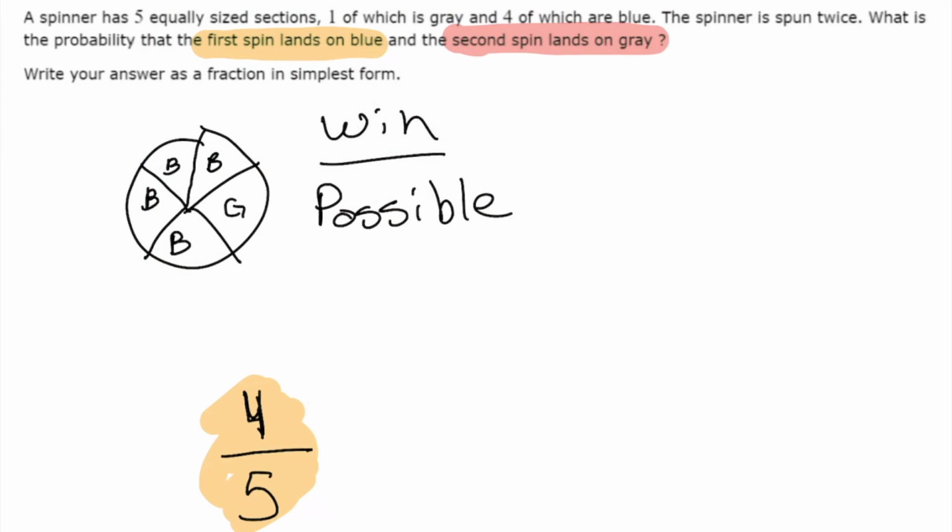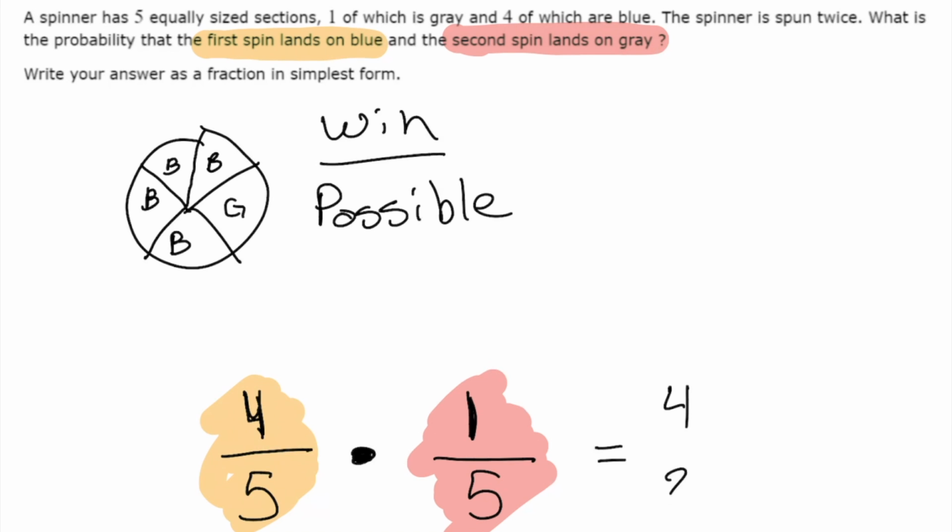On our second spin, we want it to land on gray. So for our second spin, there's only one possibility of winning if we wanted it to land on gray, and there are 5 possible that it could land on. I'm going to highlight that one too. These are independent events, and independent events need to be multiplied. And as we finish this up, we'll just multiply straight across again. So 4 times 1 is 4, 5 times 5 is 25.